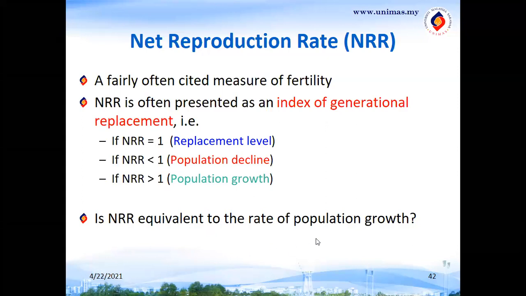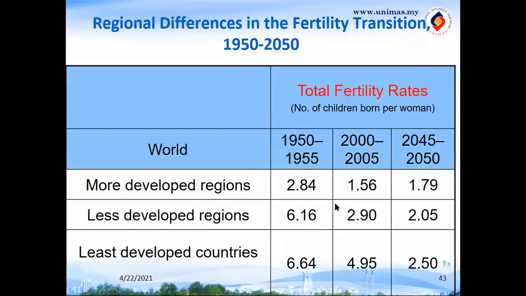Okay. All right. So the next slide is on the regional differences in fertility transition from 1950 to projected 2050 by the different regions of the world, classified according to developed, less developed, and least developed countries. So the total fertility rate is an indication of the number of children born per woman. That is what total fertility rate means.